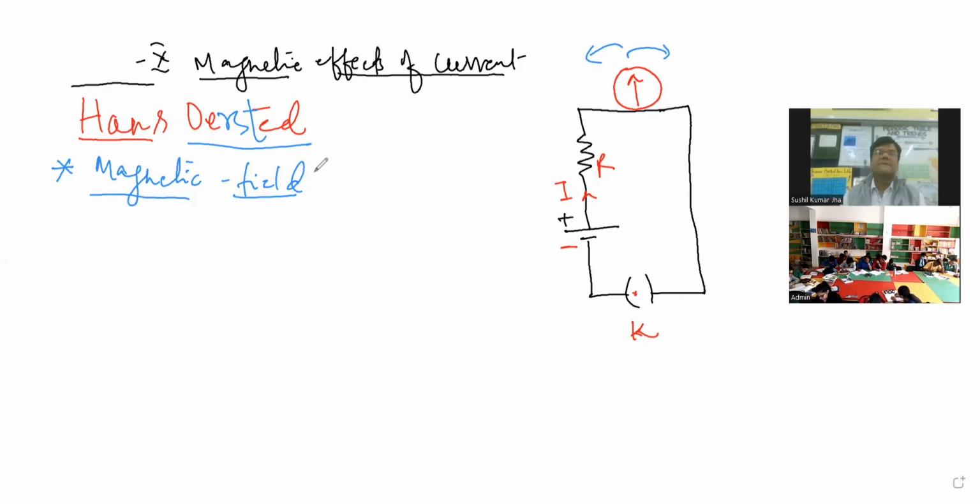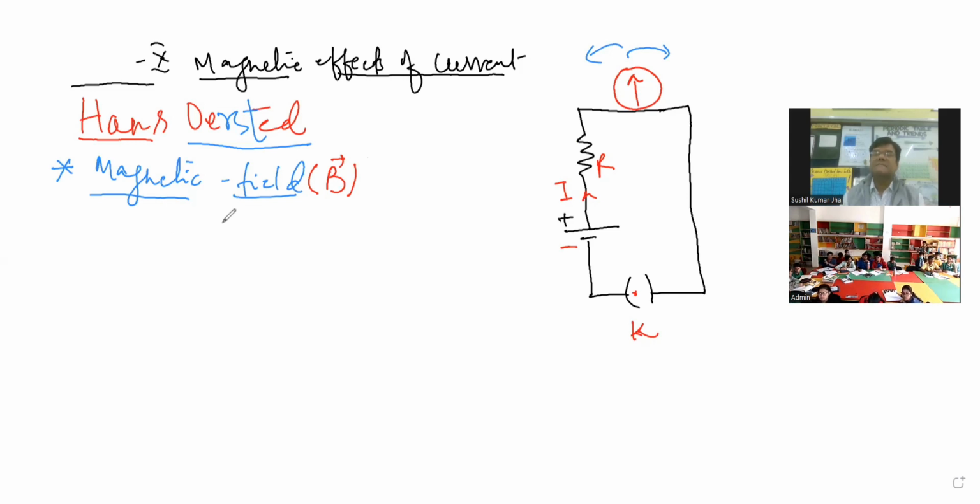The symbol of magnetic field is capital B, and over capital B we put an arrow mark. B stands for magnetic field and the arrow represents a vector quantity. So magnetic field is a vector quantity.